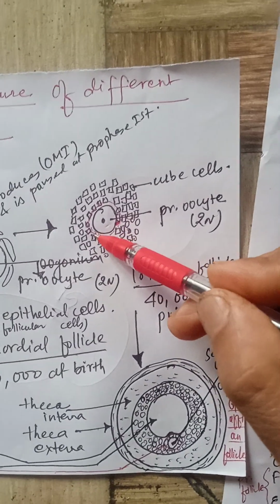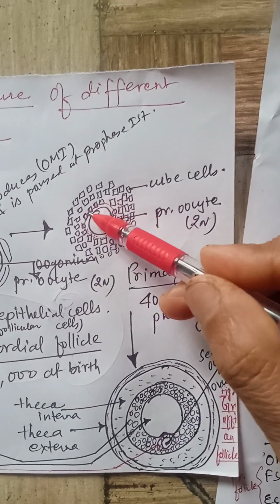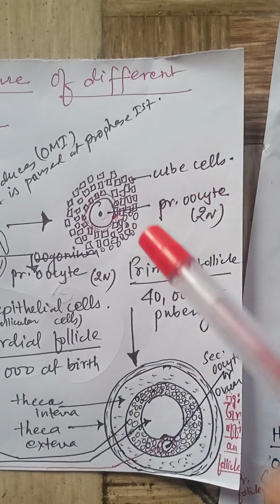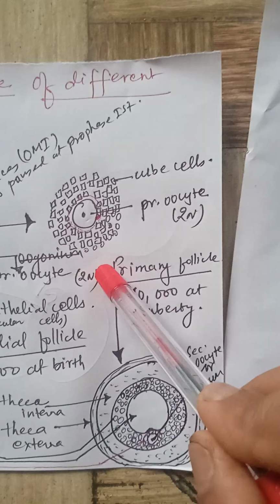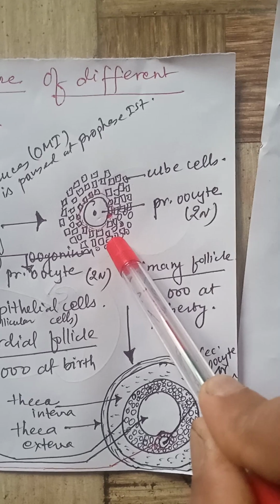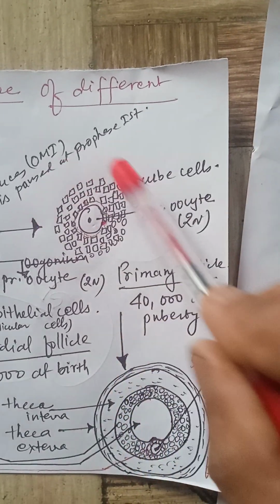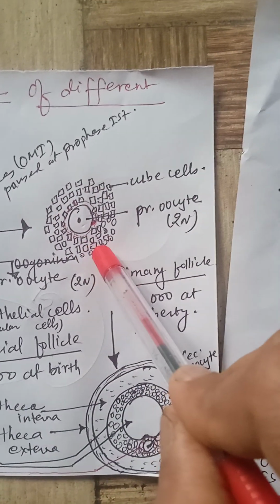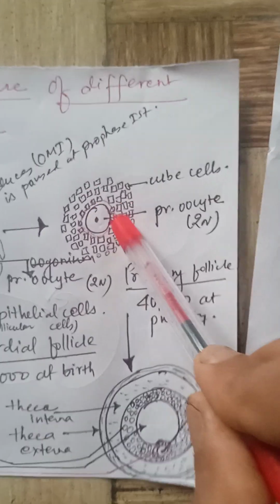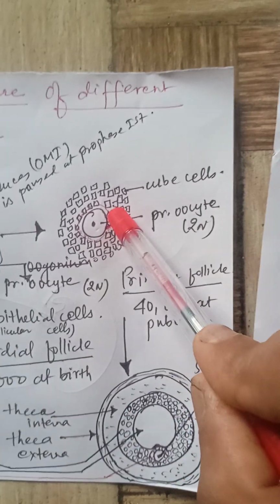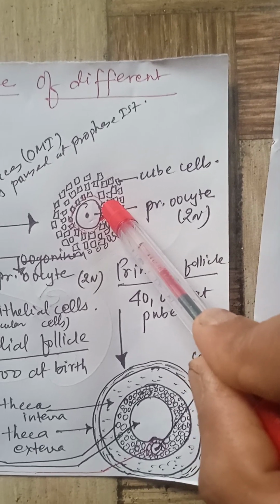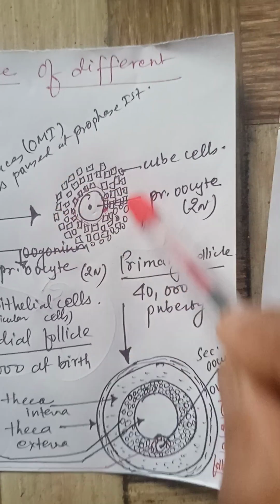So this red mark, what is this? This is zona pellucida, the first thing. And another thing is these follicular cells will start producing follicle stimulating hormone. Due to this, at the puberty stage of the female, about 15 to 20 such primary oocytes will modify into the primary follicle.